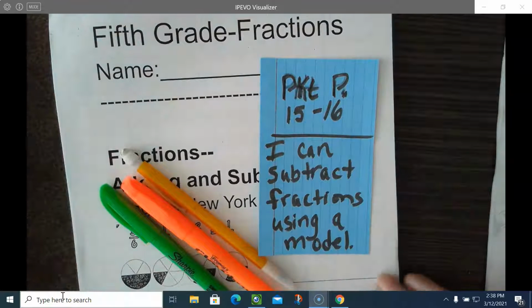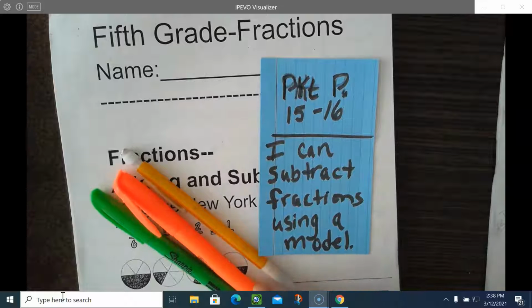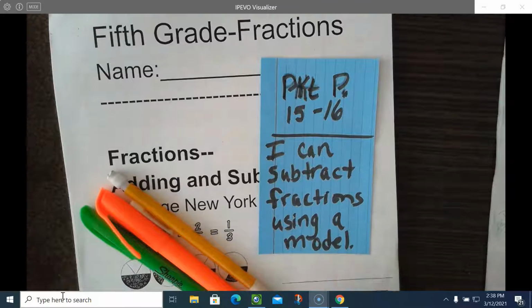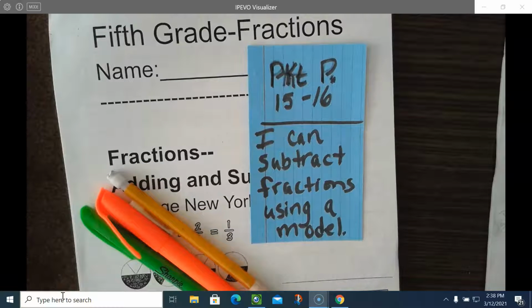We are starting on page 15, having some different colored writing tools and a pencil, and our learning target is to subtract by making those visual models. I will meet you on page 15 in just a moment.